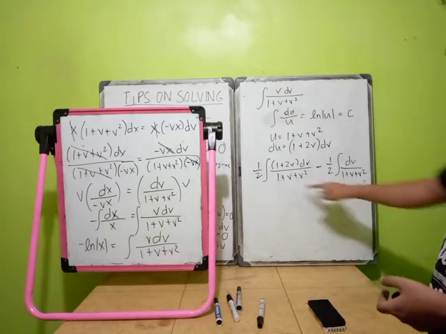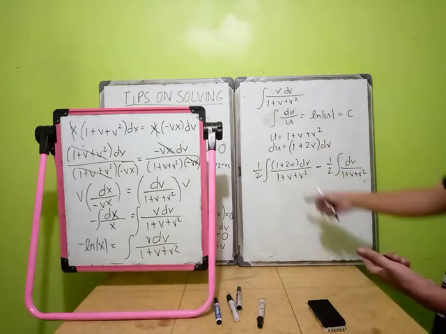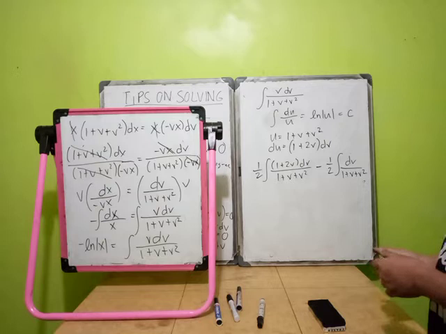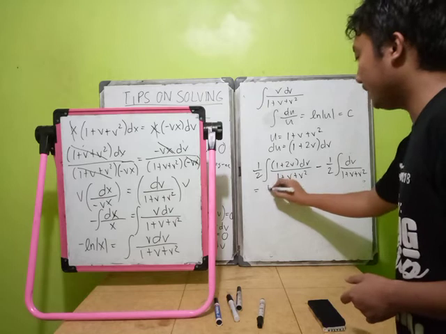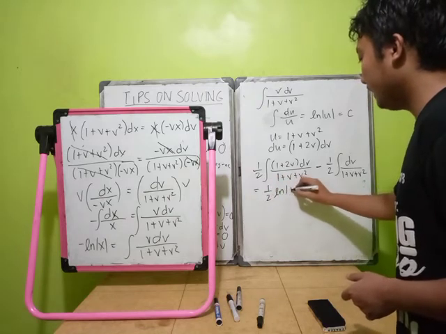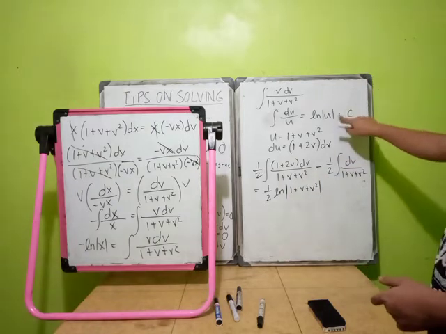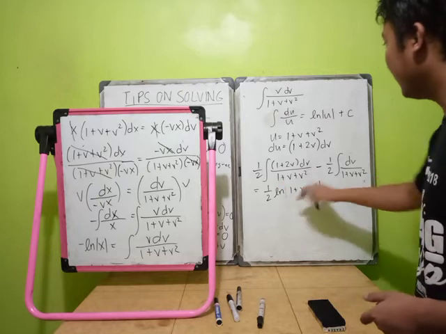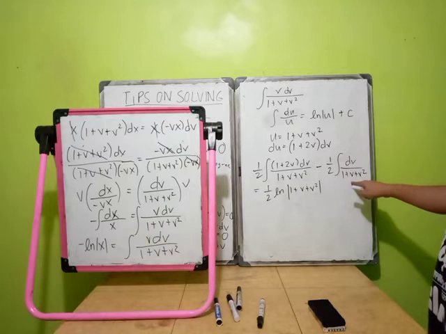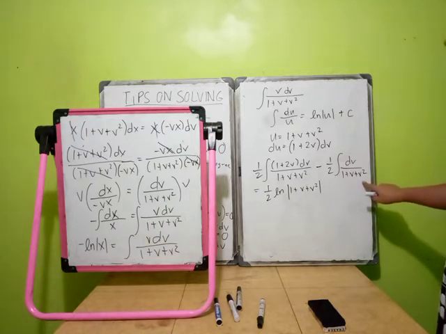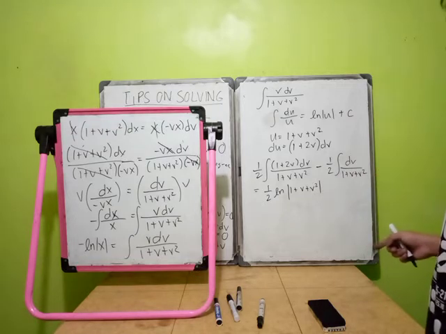Yan. Okay? So, just try. And then, once you integrate this one, this will become 1/2 ln of 1 plus v squared. Okay? Pwede na to. Dapat may plus ito. Ito naman, okay? So, sa nakikita nyo, pwede din tong ma-applyan ng tangent.